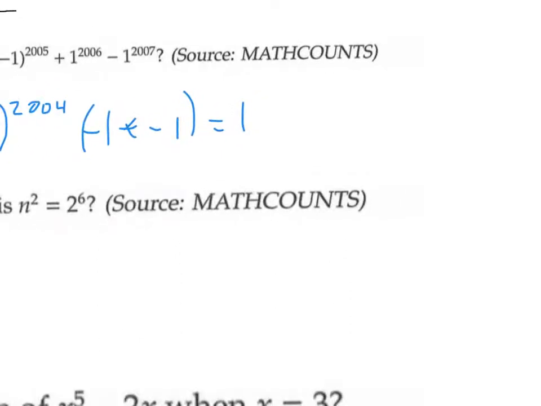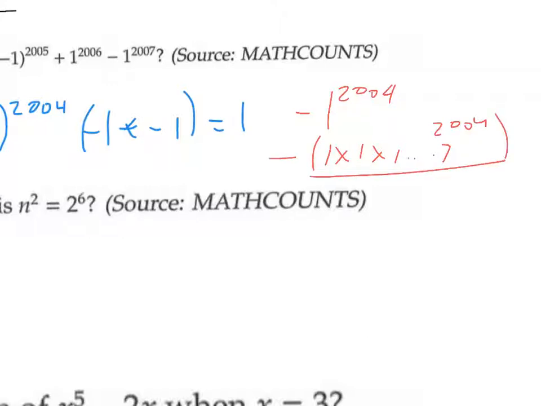And so if we have minus 1 to the 2004, that means do 1 times 1 times 1 times 1, 2004 times, and take that whole thing and do the negative to it. So in other words, there's a times here, minus 1 times that, and that's going to take place after you do all of these. So if we go back and look at it again, let's see what we had.